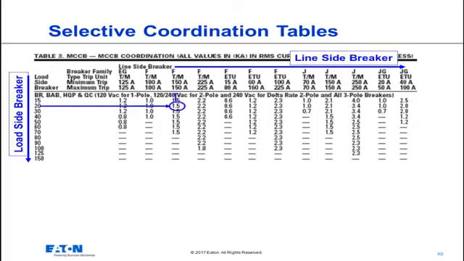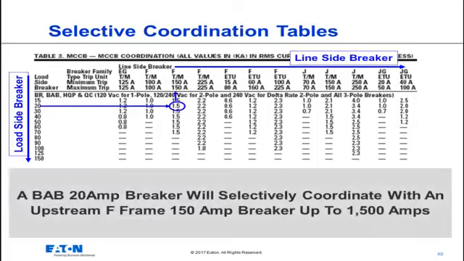For this example, an F150 upstream of a BAB20 will selectively coordinate up to 1500 amps. Beyond 1500 amps, both of these devices will open. Currents less than or equal to 1500 amps will see the BAB20 open and the F150 keeping its contacts closed, achieving selective coordination up to that number.